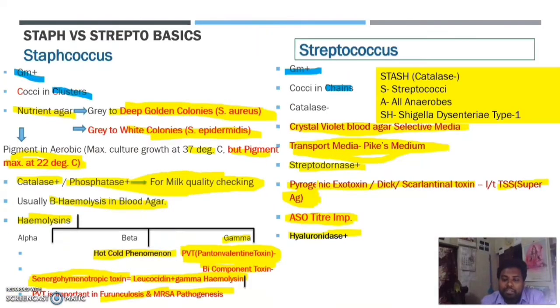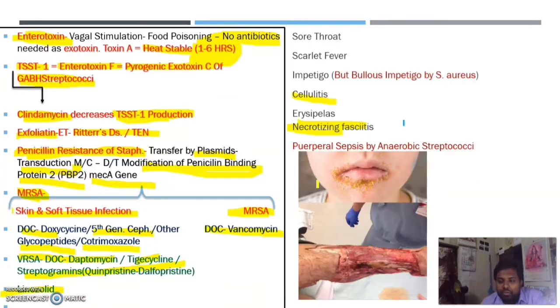To see some parts of Streptococcus that are remaining. We have talked about all the toxins, etc. Now, most respiratory tract infections like pharyngitis, that is sore throat, and scarlet fever, that is rashes, etc., are seen in children. Impetigo: impetigo is where scabs are formed on the face and the whole body.